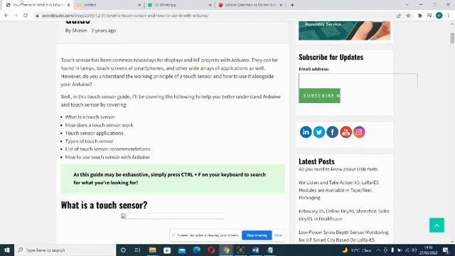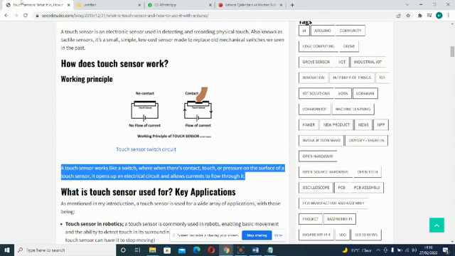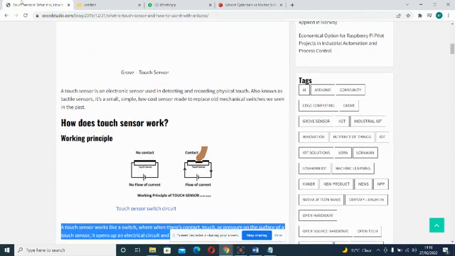Coming on to the applications, the touch sensor has become common nowadays for displays, and they can be found in lamps, touch screens of smartphones, and other areas of application as well.